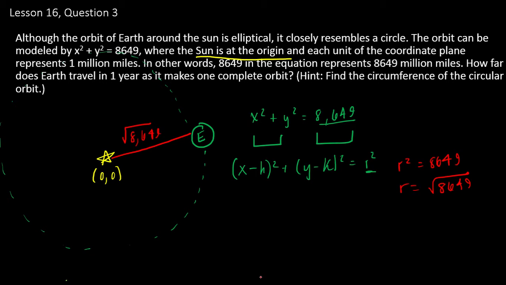Now that measurement is important because radius plays into my circumference equation. If you remember, circumference is equal to 2 times pi times r, where r is radius, pi is our irrational number, and we just multiply by 2. So use your information about the radius, plug it into the circumference equation, and it will tell us just how many million miles the Earth is traveling around the Sun.